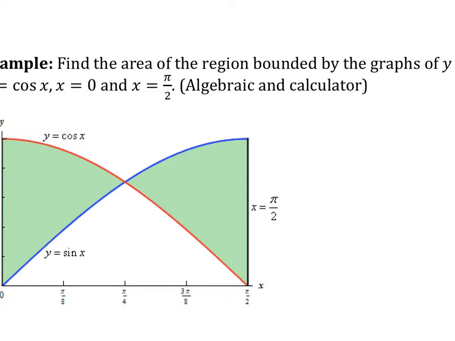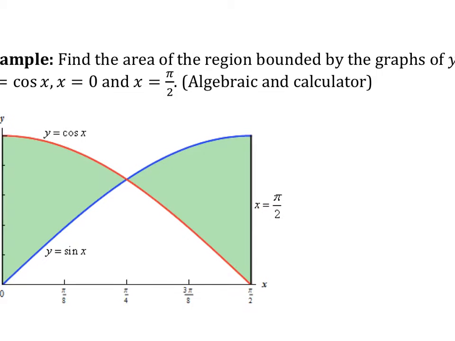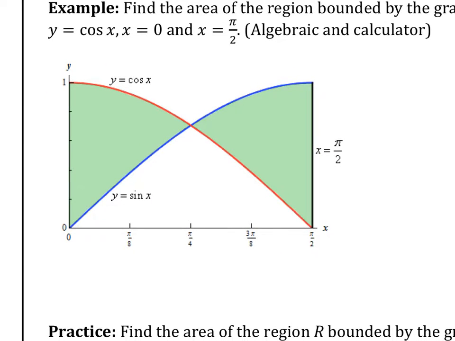You can see that the red graph is cosine, the blue graph is sine. At pi over 4, it's going to switch position. Can you write an integral expression for how you're going to figure out the area between the two curves? Go ahead and try that.